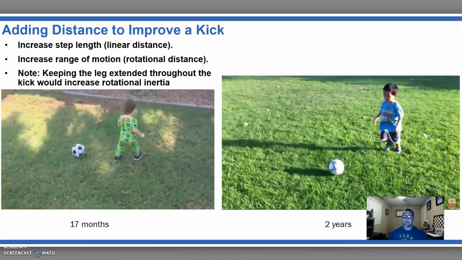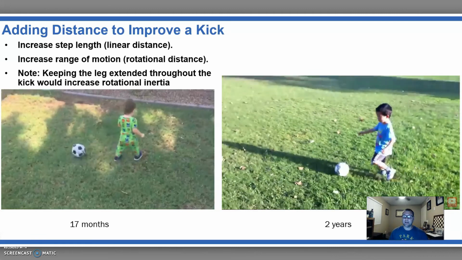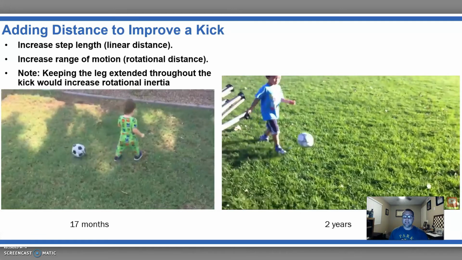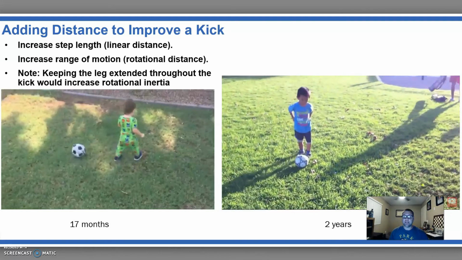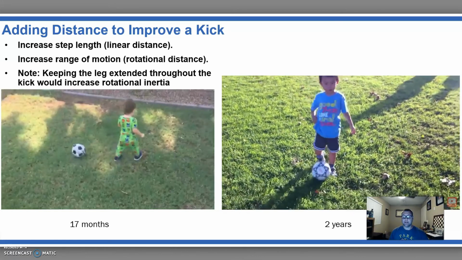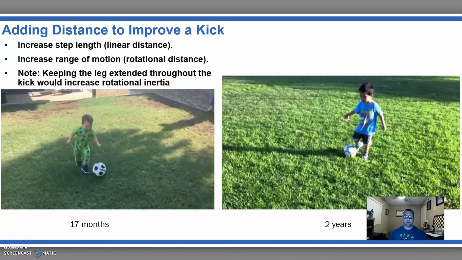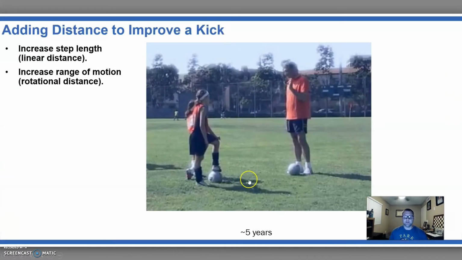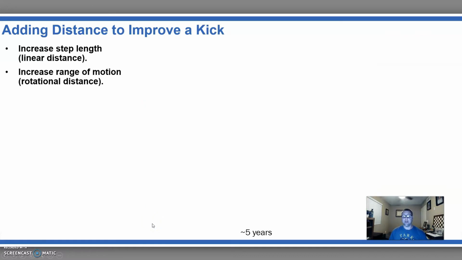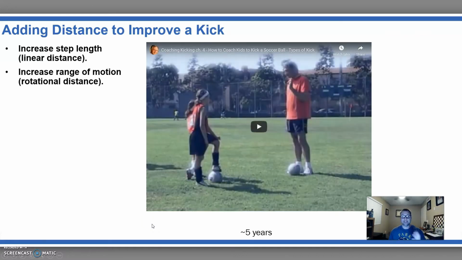As he's kicking it, he's able to control his kick a lot better. He's beginning to get more accuracy and more force directed right on the ball where he's intending for it to go. If we look farther into the future still, you'll see at about 5 years old, now you're gaining the ability to actually go ahead and get your leg into more extension.